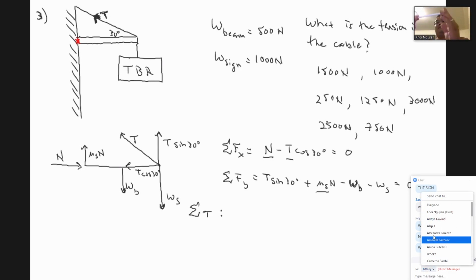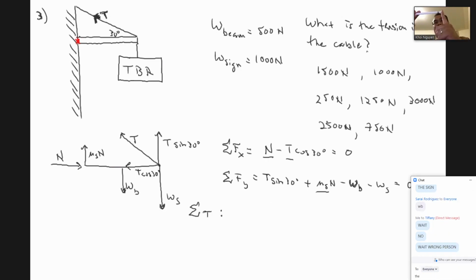Okay, think about it. The weight of the beam is going to cause your force to go this way, right? If this hand is going this way, is that clockwise or counterclockwise? That's clockwise. So be careful. Weight of the beam is clockwise rotation. Counterclockwise rotation, like what Brooke and Michaela said, is tension.